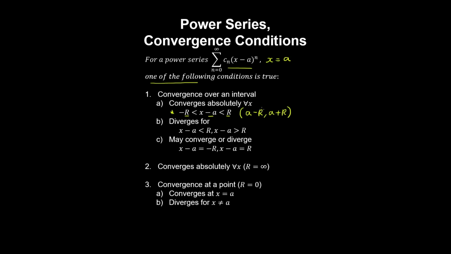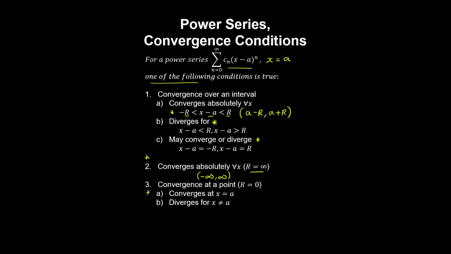Then outside this interval of convergence, the power series diverges, and at the endpoints of the interval, or at a minus r and a plus r, the power series may converge or diverge. So we need to test those endpoints separately. Now the second way a power series can converge is for all values of x. So in this case, the radius of convergence is infinite, and the interval of convergence is from -infinity to infinity.